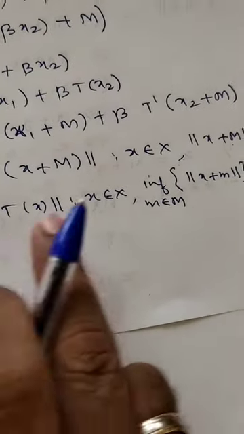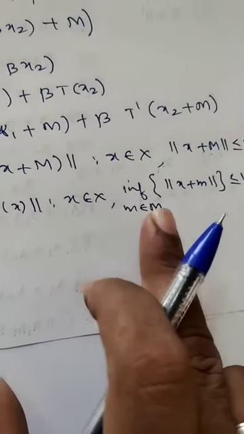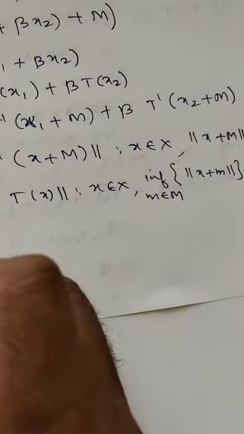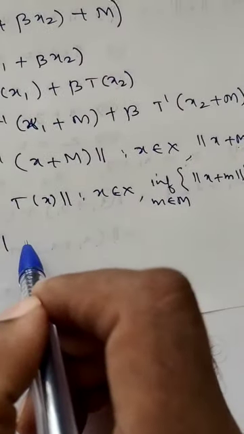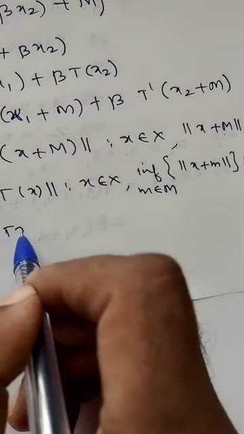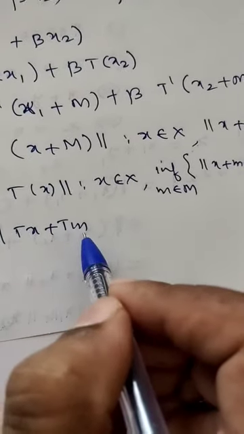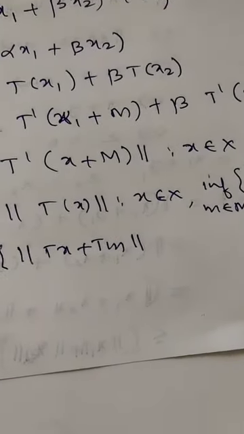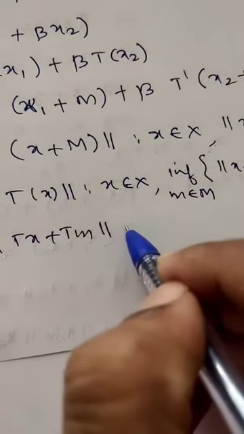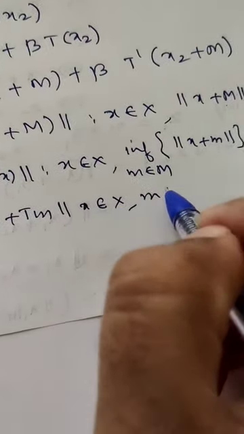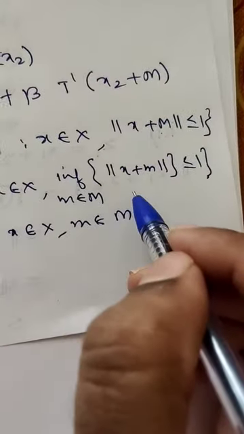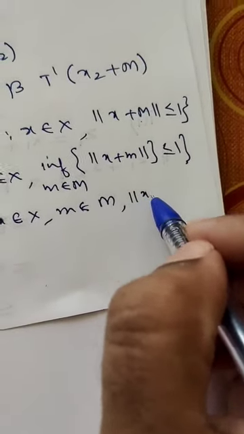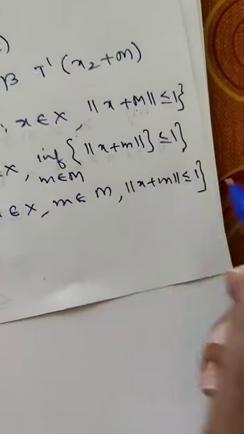So now the supremum of norm of T of x, where the infimum of these numbers is less than or equal to 1, implies we can directly take the supremum of norm of T of x plus T of m. Because T of m is 0, I can add any 0 to any number. T of m is 0 because m belongs to M, the null space. So this is equal to the supremum over x belonging to X, m belonging to M. So the infimum of this one means I can take it for all the vectors itself, where norm of x plus m is less than or equal to 1.